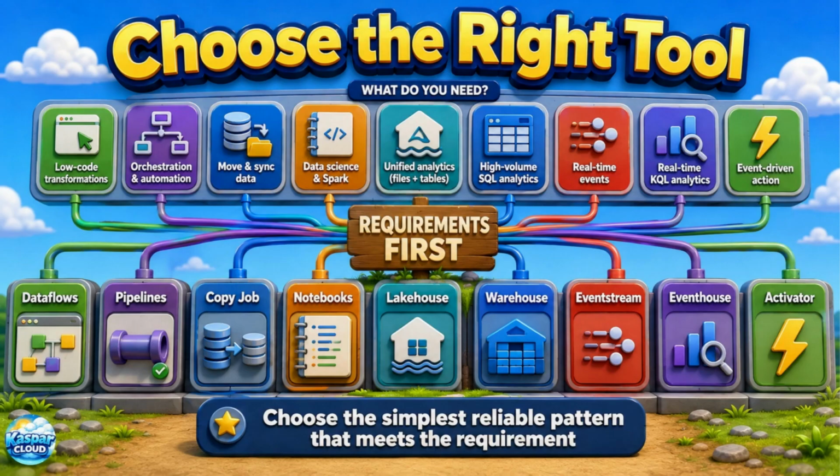Use Lakehouse for flexible data engineering and Delta-based medallion architecture. Use Warehouse for SQL-first structured analytics. Use Eventstreams for real-time ingestion and routing. Use Eventhouse and KQL for high-volume event analytics. Use Activator for event-based actions. Strong engineers choose based on requirements, not personal preference.